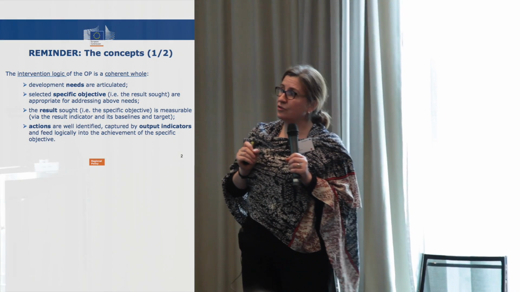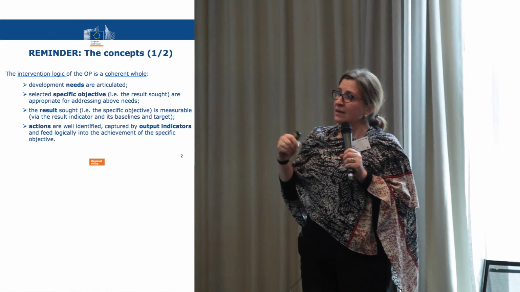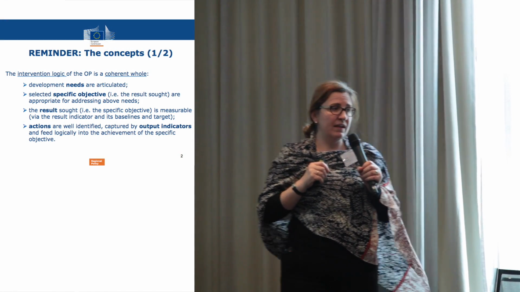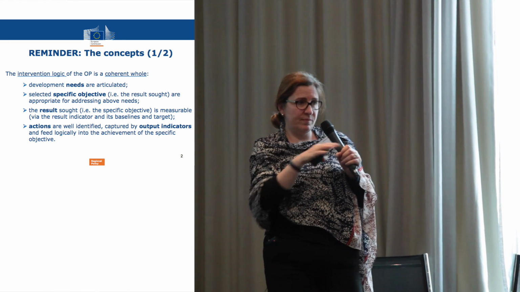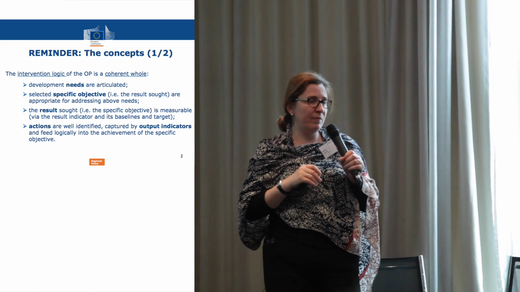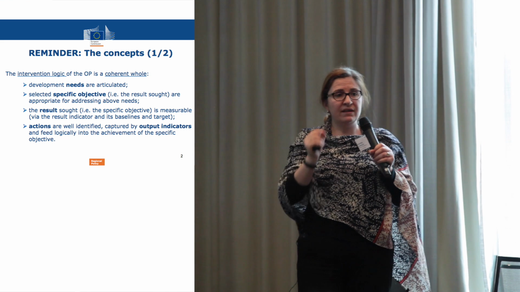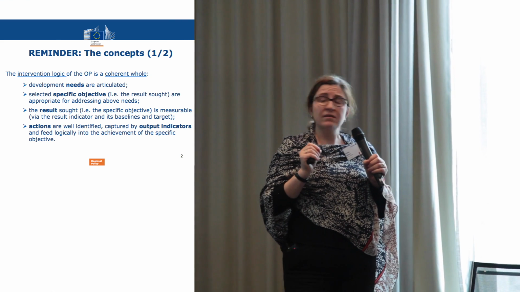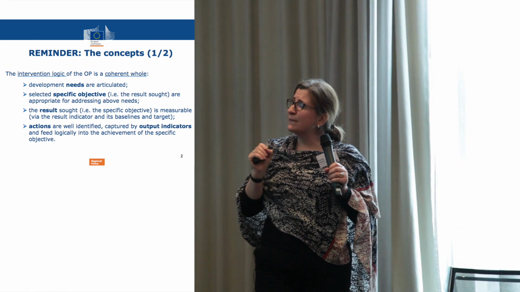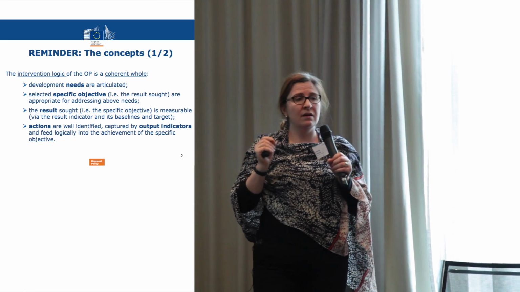The result indicator is a proxy that will allow me to measure whether I have been able to get to that change. Then my actions and my output indicators, common or project-specific, program-specific, and we'll talk about this later, are only the proxies that would allow me to tell, in my move into solving this problem, what part of it is attributable to the actions I've done.